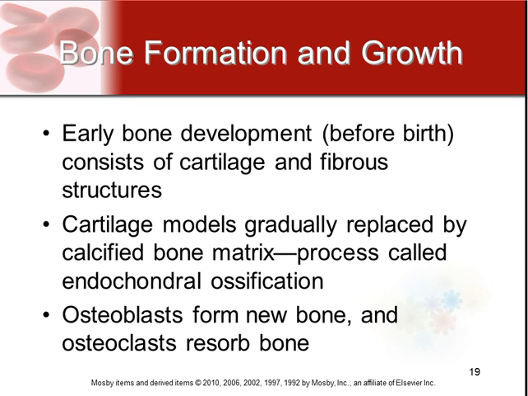So in early bone development, before you're actually born, your bone is pretty much just made up of cartilage and fibrous tissue. And then over time, the cartilage is gradually replaced by this calcified bone matrix. That's because your osteoblasts are constantly going in and making new bone, and your osteoclasts are going in and reabsorbing the old bone or the damaged spots or weakened spots.